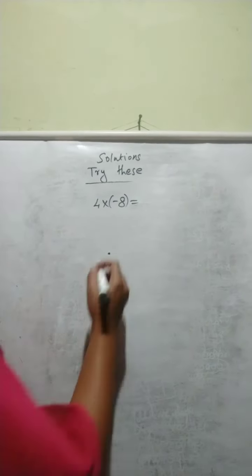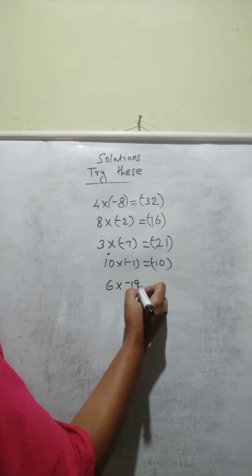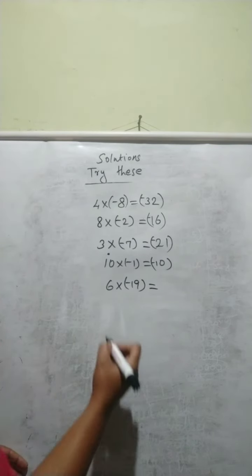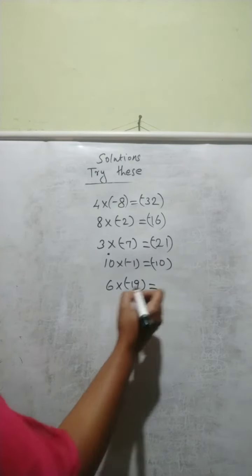Then 10 times negative 1 is also equal to negative 10 itself. Clear? Then another question is 6 times negative 19. What is the answer? Multiply 6 and 19. 6 19s are 114. Then the sign is negative. Why? Because one number is negative and another one is positive.